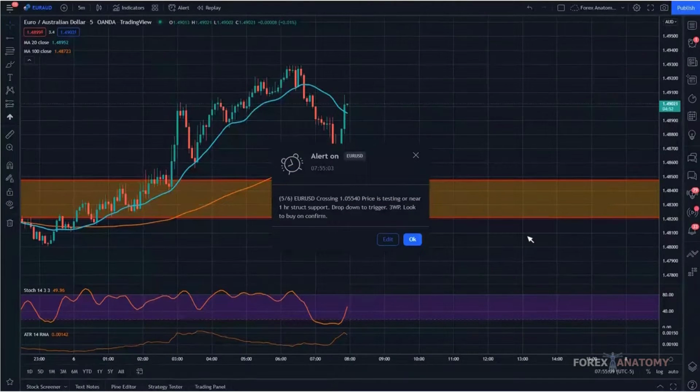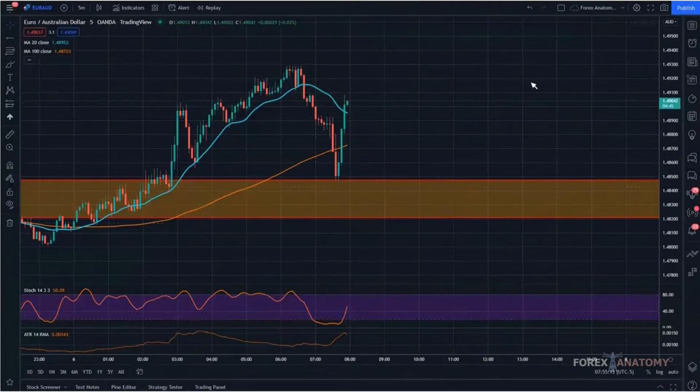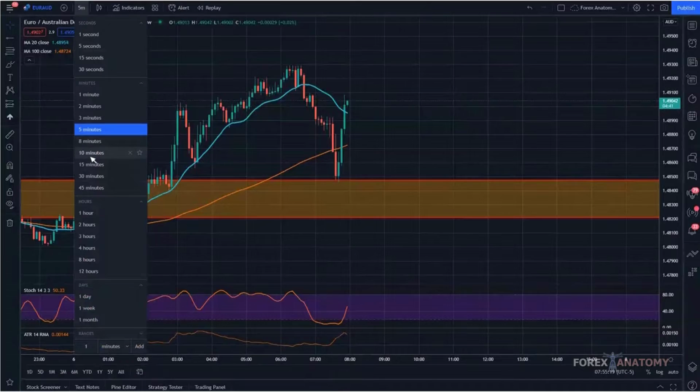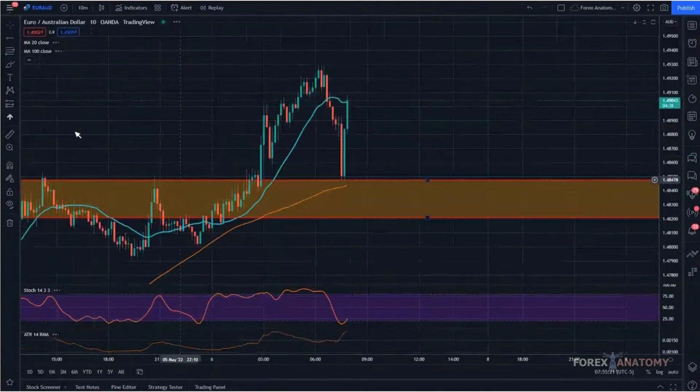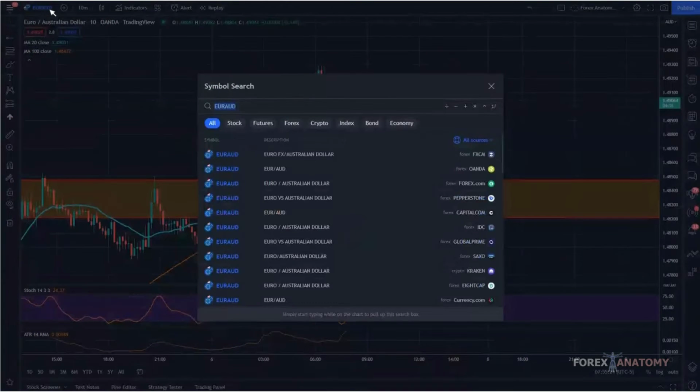Okay, so price is testing or near our 1 hour structure support. That's on Euro USD. So what we could do is go there quickly. Let's go to Euro USD, see what's going on.